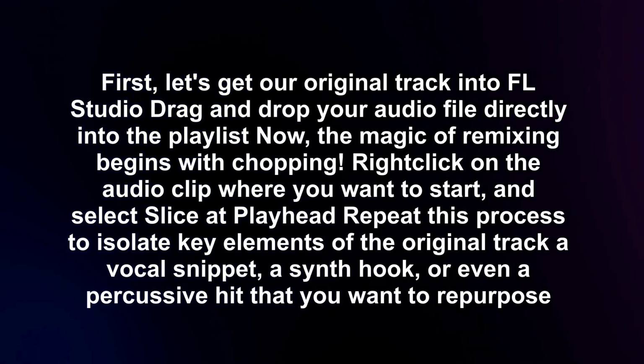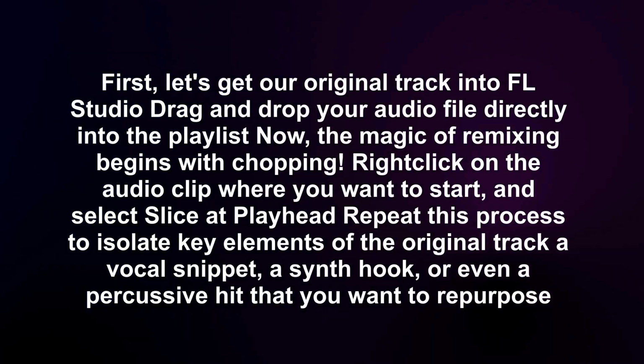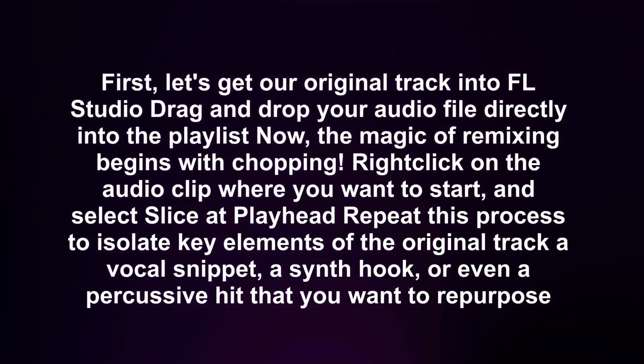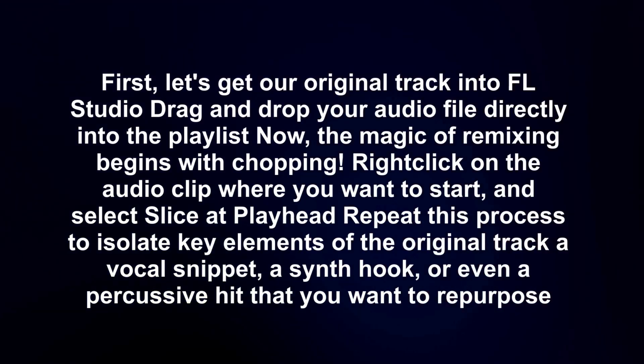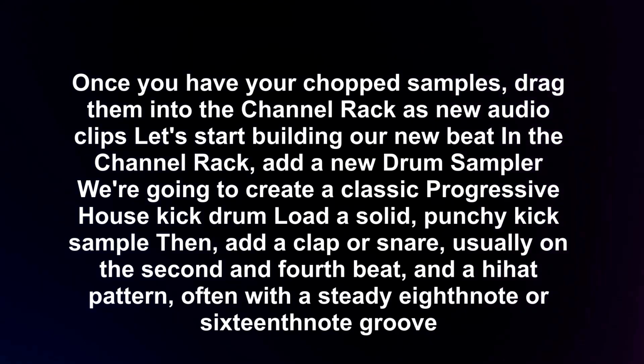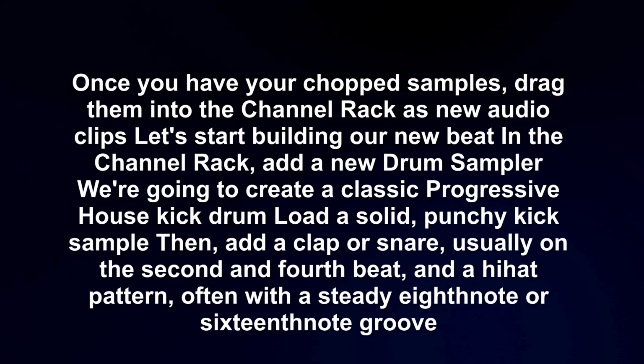Right-click on the audio clip where you want to start, and select Slice at Playhead. Repeat this process to isolate key elements of the original track, a vocal snippet, a synth hook, or even a percussive hit that you want to repurpose. Once you have your chopped samples, drag them into the channel rack as new audio clips.